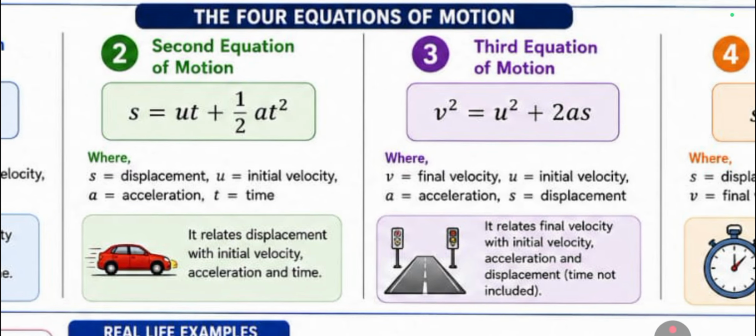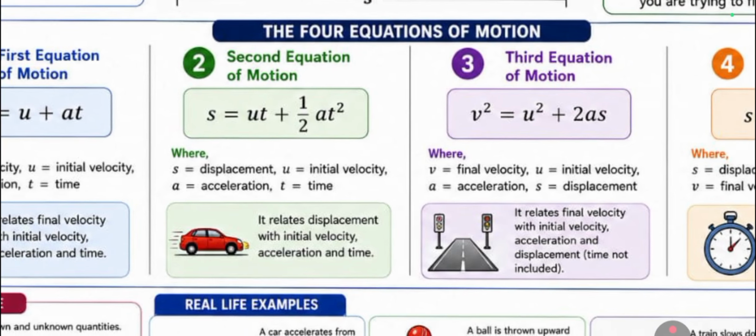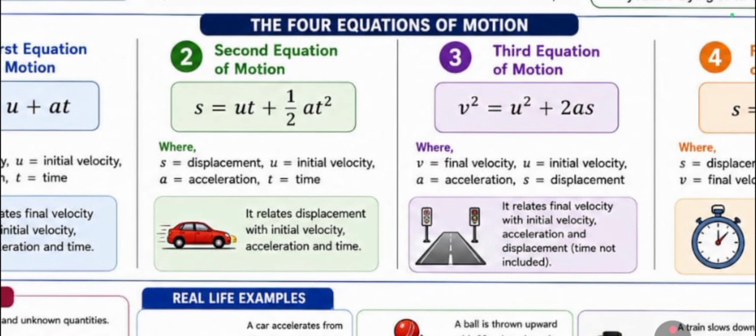And the third equation of motion is v square is equal to u square plus 2as. Here v is equal to final velocity, u is equal to initial velocity, a is equal to acceleration, s is equal to displacement. It relates final velocity with initial velocity, acceleration and displacement. Time is not included. Here final velocity depends on initial velocity, acceleration and displacement or distance. Okay, these are the three equations of motion.